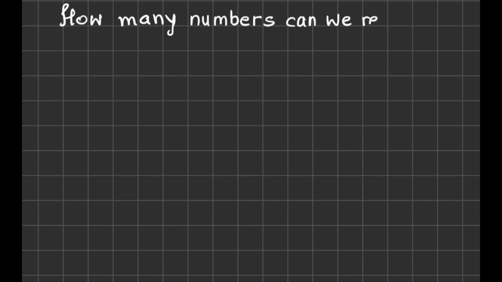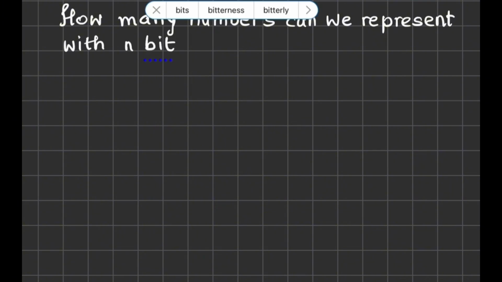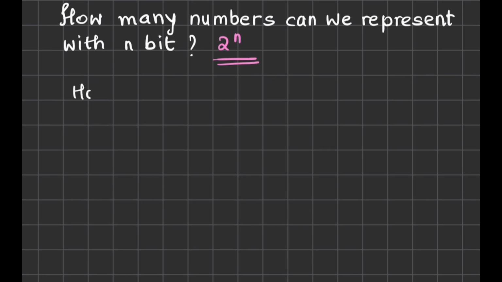Each digit in a binary number represents 1 bit. So here we have a question: how many numbers can we represent with n bits? If we have n bits, how many numbers can we represent? Here's the equation for that: it's 2 raised to n.